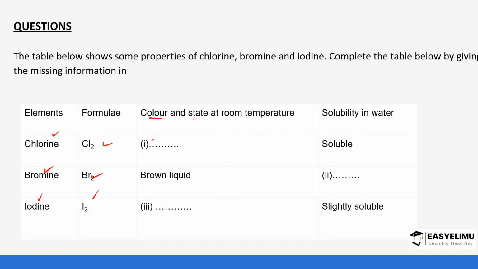So chlorine, we said it's a green-yellow gas, and then iodine we said is a silvery gray solid. Remember, when you heat it, it turns into a purple vapor. And then when you look at solubility in water, we said their solubility decreases down the group because of the size of the molecule, which increases, or the strength of the van der Waals forces. So chlorine is soluble, bromine is also soluble in water. But when you compare their solubility, chlorine will be more soluble.